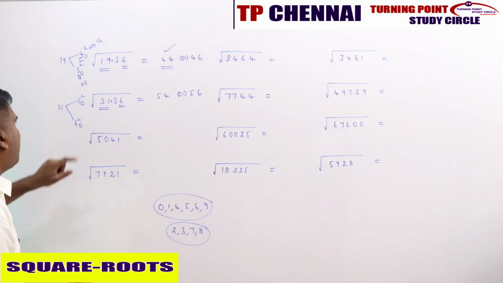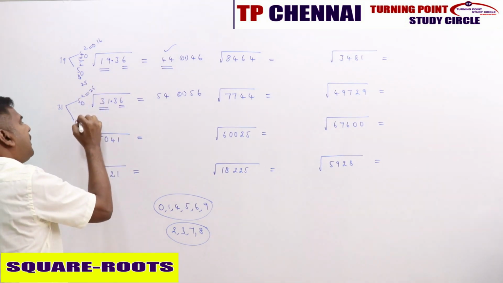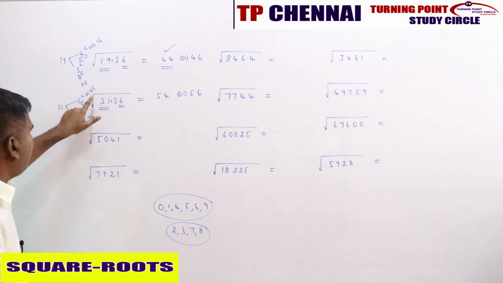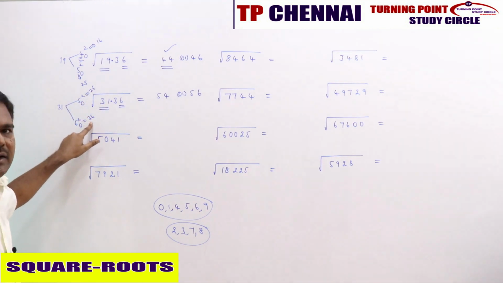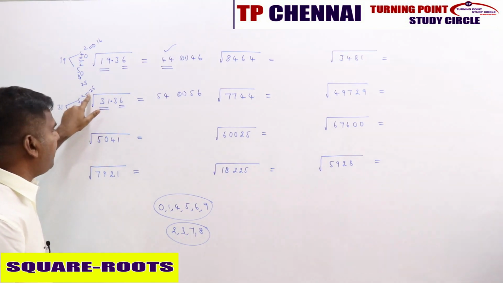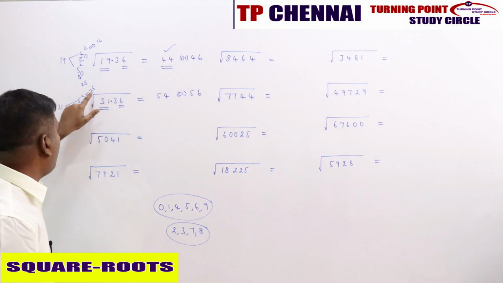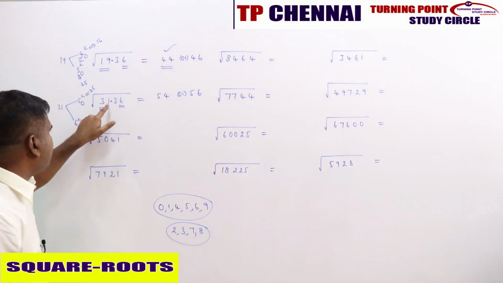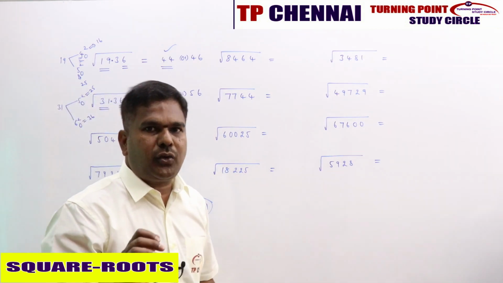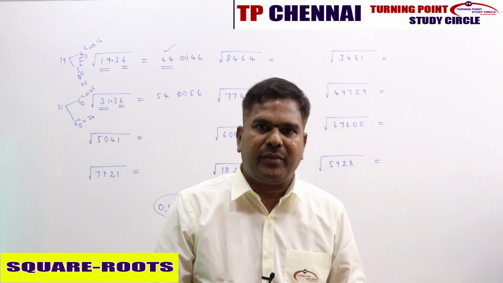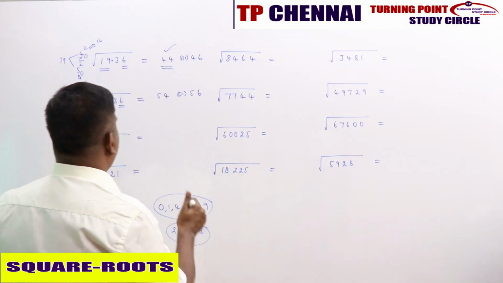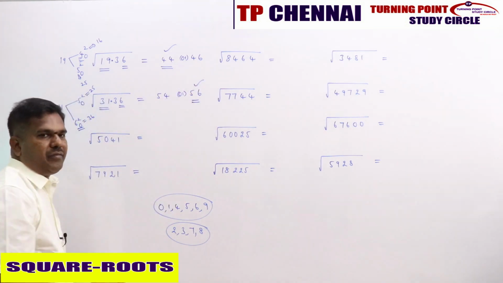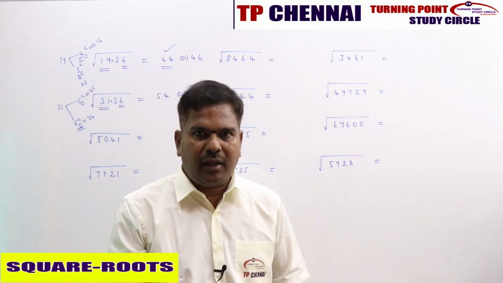What is that? 31. Now 5 square, how much? The value of 5 square is 25. The value of 6 square is 36. Is this 31 nearby 25, or nearby 36? The difference between 31 and 25 is 6. The difference between 36 and 31 is 5. So it is nearby 36. Nearby 36 means it must be nearby 60. Which is nearby 60? 56. 56 is the answer. Are you getting my point?